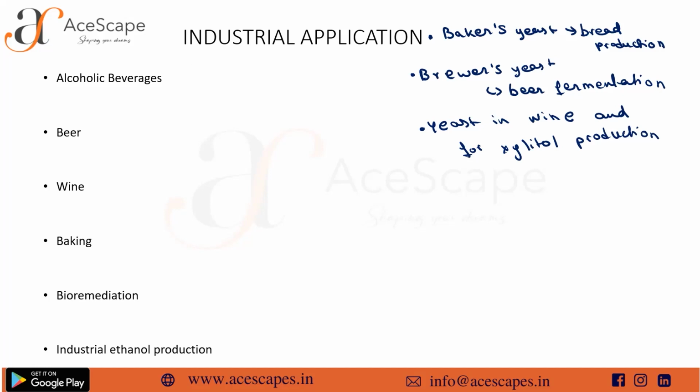First, let's talk about alcoholic beverages. Alcoholic beverages contain ethanol. How is ethanol produced? Ethanol is produced by fermentation. Under anaerobic conditions, in alcoholic beverages, the production of ethanol by fermentation is done by yeast.